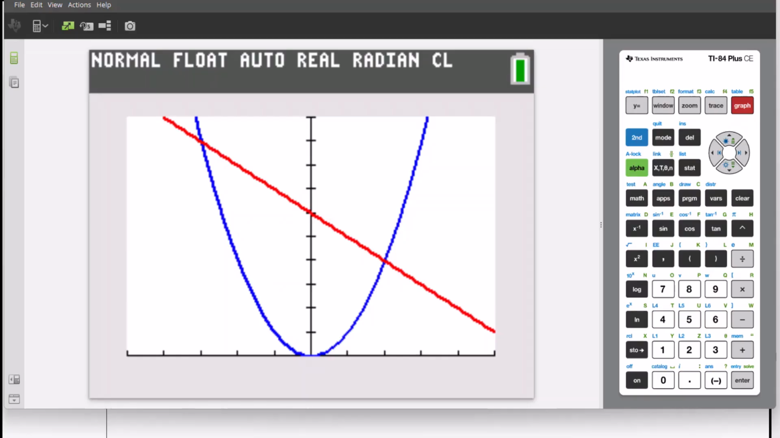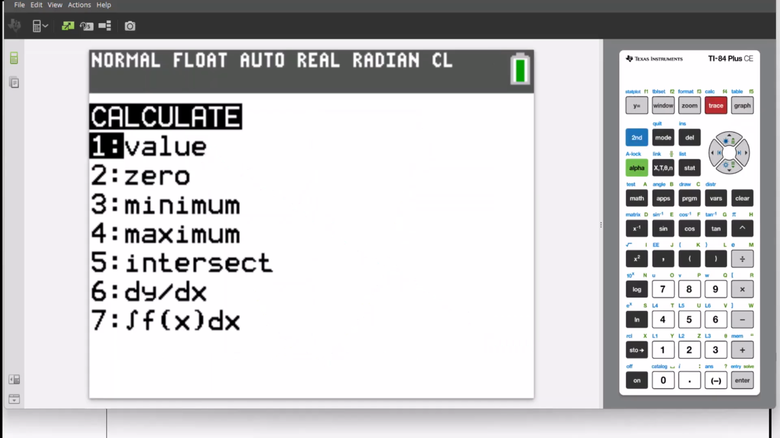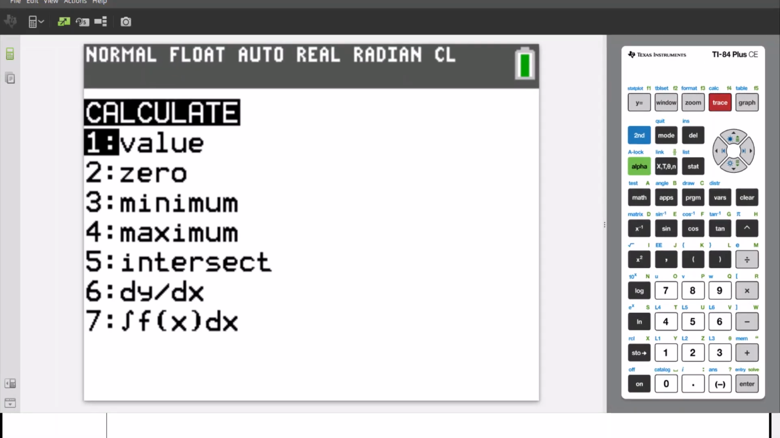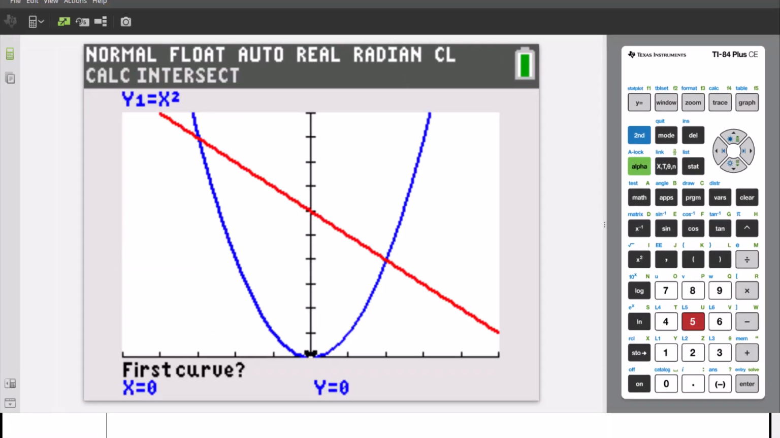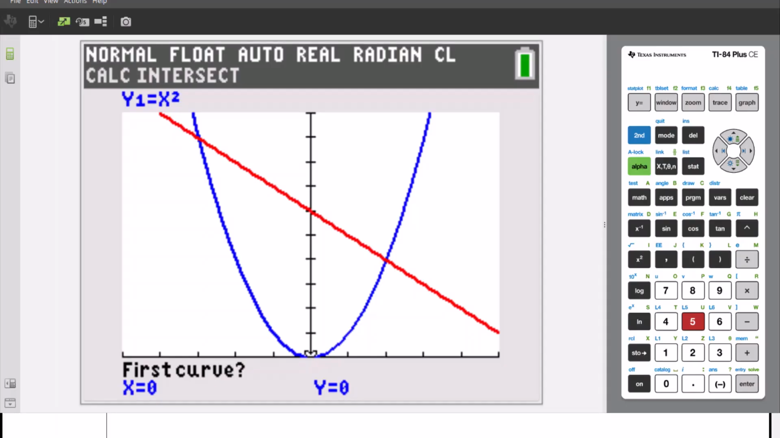Now, ideally, I'd like to know the intersection points. So to do that, using the calculator, I'm just going to click second and then the trace key. That puts me into this menu called Calculate. And there's a bunch of options here that we can select from. I'm going to be choosing option number 5, which is called Intersect. So once you select number 5 on your keyboard, your calculator should be blinking somewhere on one of the curves, depending on which one you put first. For mine, it's blinking down towards the origin.